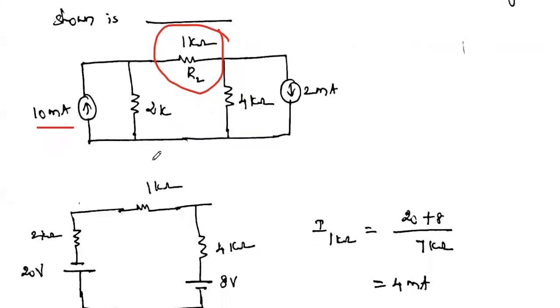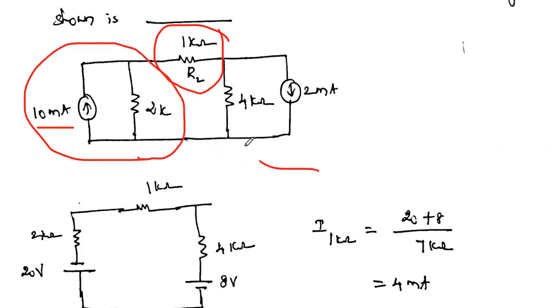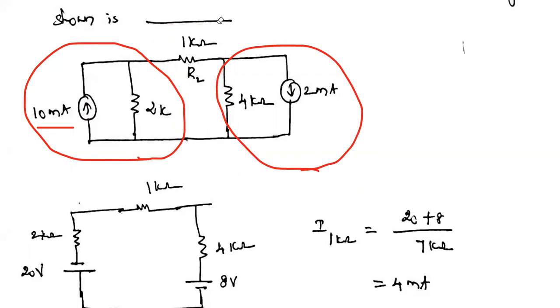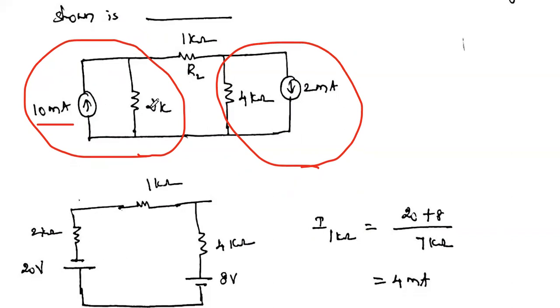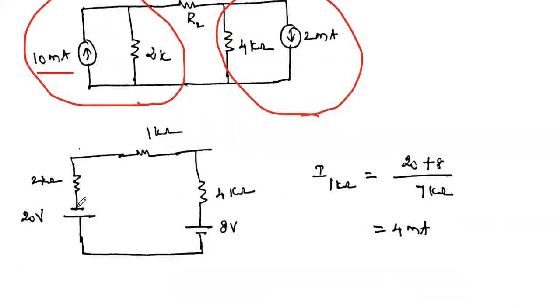So we can solve this problem in a different way. Here I am going to use the method of current source to voltage source transformation. There is a transformation available in circuit analysis. You know, if a current source is connected in parallel with a resistor, we can convert it into a voltage source in series with the resistance. That is a current to voltage transformation.